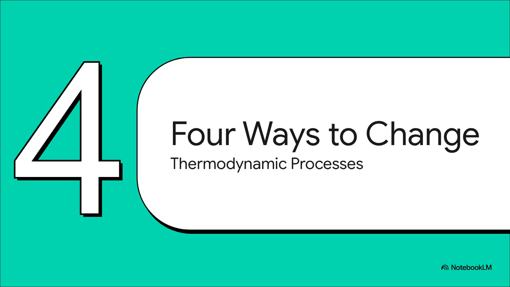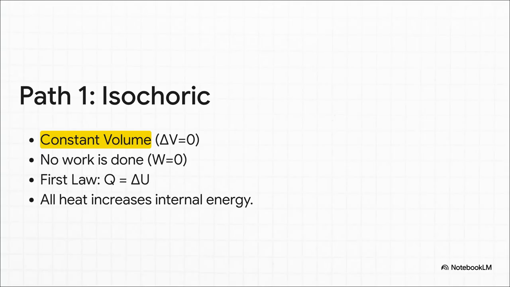So if the path is so important for heat and work, you're probably wondering, what do these paths actually look like? Well, let's check out 4 of the most common ones. First up is what we call an isochoric process. Fancy name, simple idea. The volume stays the same.